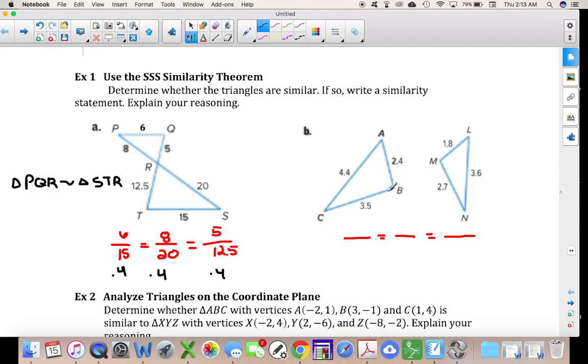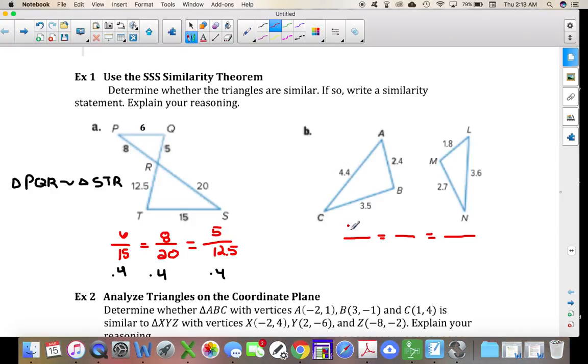Okay. Part B, they have 4.4 as one of my sides. 3.6 is the side that's going to correspond to that because it's the longest side of each triangle. So I'm going to relate that with 3.6. Let's see, 2.4 is going to correspond to 1.8 on the other side. And then 3.5 is going to correspond to 2.7.